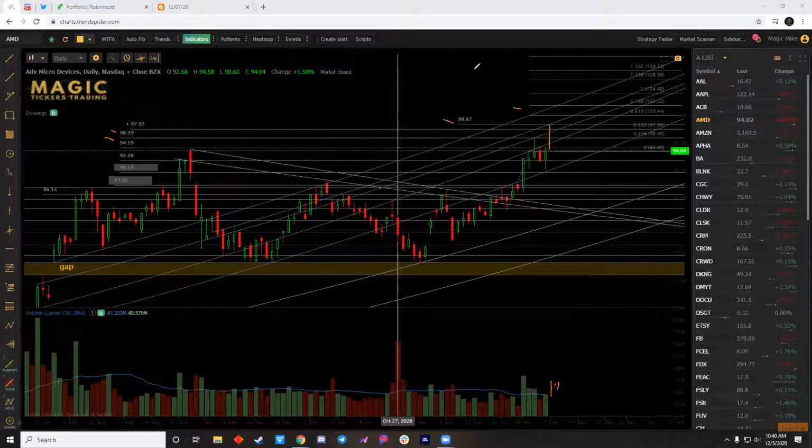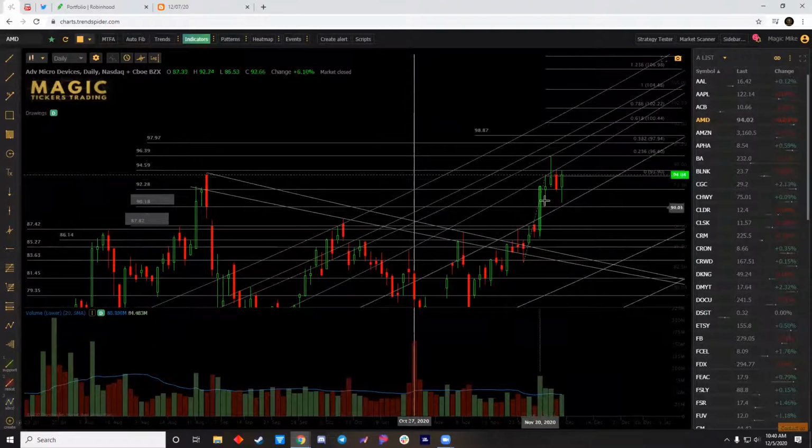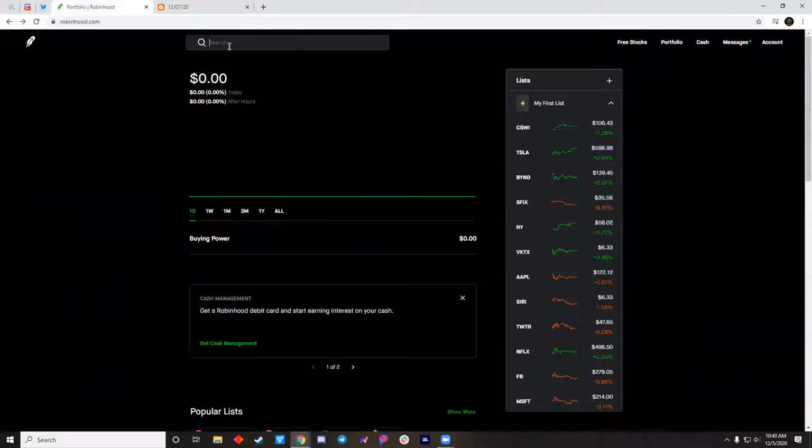I want to go and play the moves. Let's see what happens here. So with that being said, I'll go ahead and break it down for you. So in this sense, on that 94.59, we break it. I'm going to play the $100 calls. Okay. $100 calls for expiration 12/18. Why am I choosing the $100 calls for expiration 12/18?